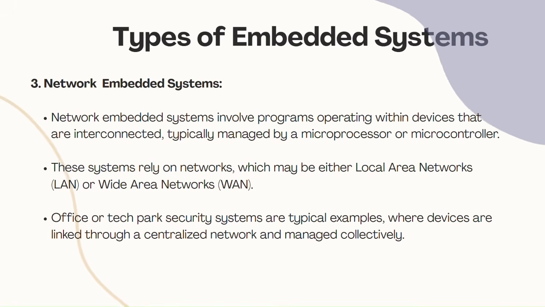Network embedded systems. Network embedded systems involve programs operating within devices that are interconnected, typically managed by a microprocessor or microcontroller. These systems rely on networks which may be either local area network or wide area network. Office or tech park security systems are typical examples where devices are linked through a centralized network and managed collectively.